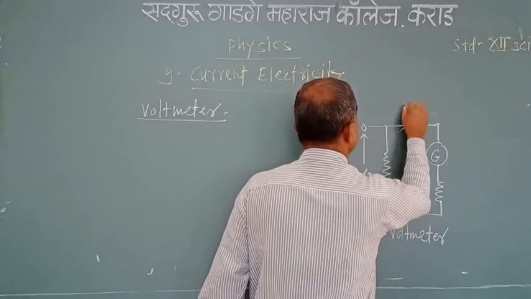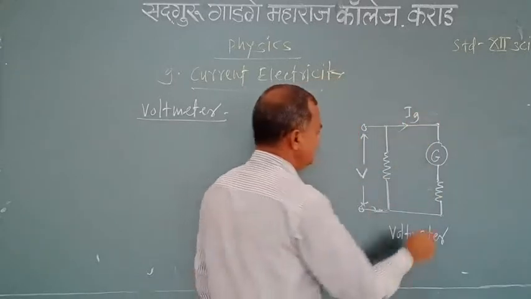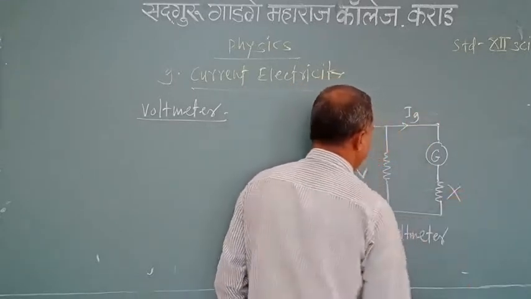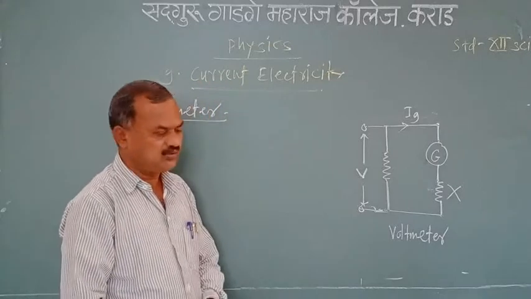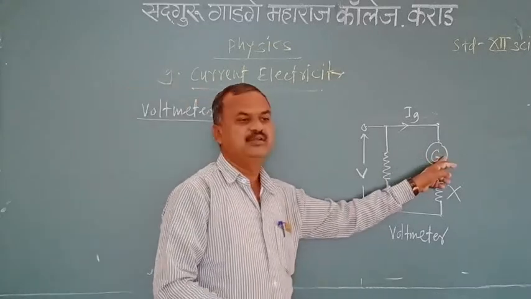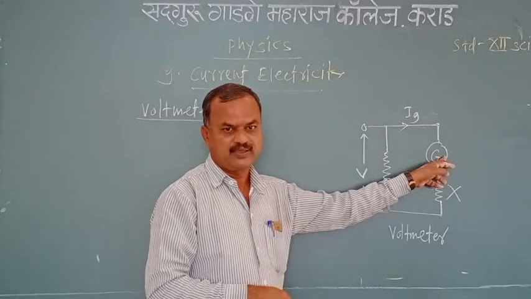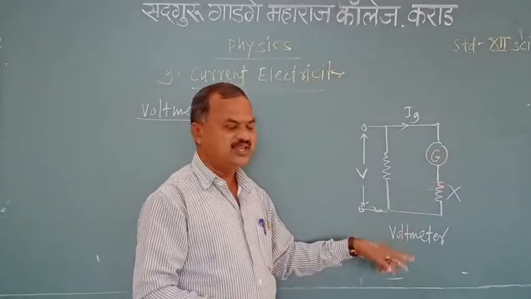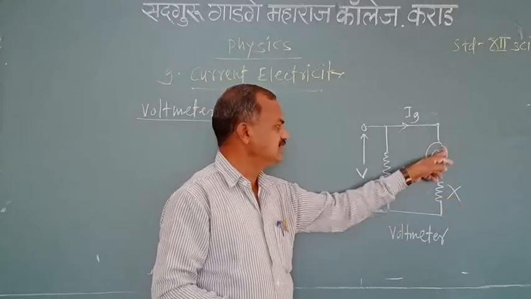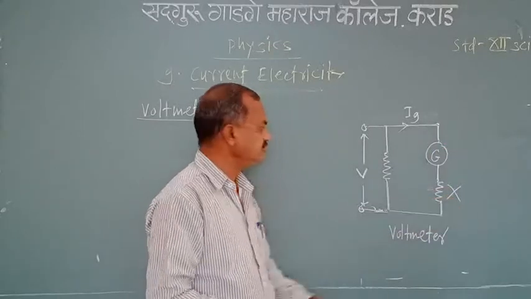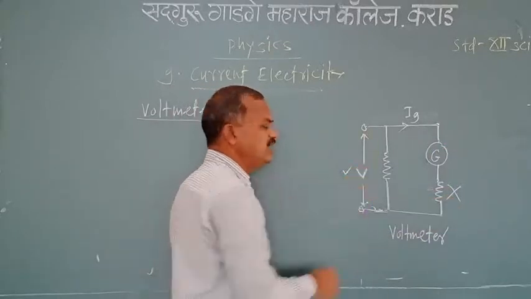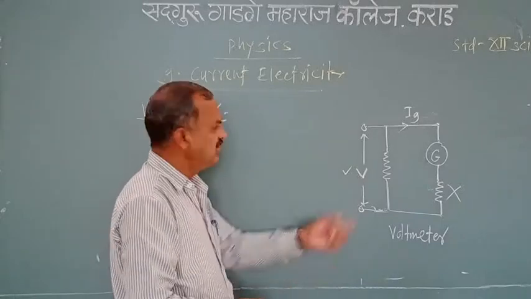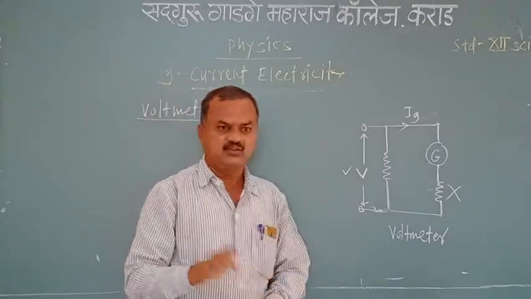Suppose this is Ig, the current flowing through the coil of the galvanometer. This is a high resistance connected in series with the coil of the galvanometer. This is G, the resistance of the coil of the galvanometer. In order to convert this galvanometer into a voltmeter, we have to connect a high resistance X in series with the coil of the galvanometer. Here V is the potential difference or voltage to be measured with the help of that galvanometer.